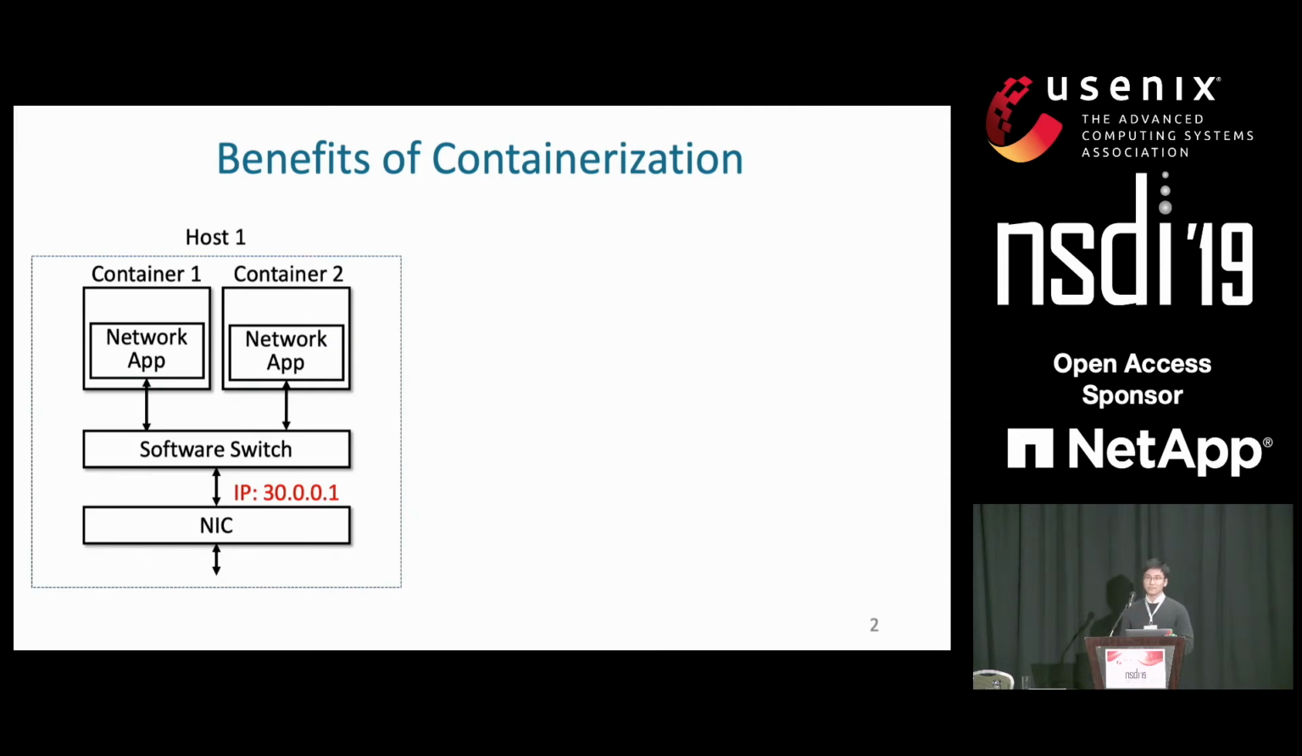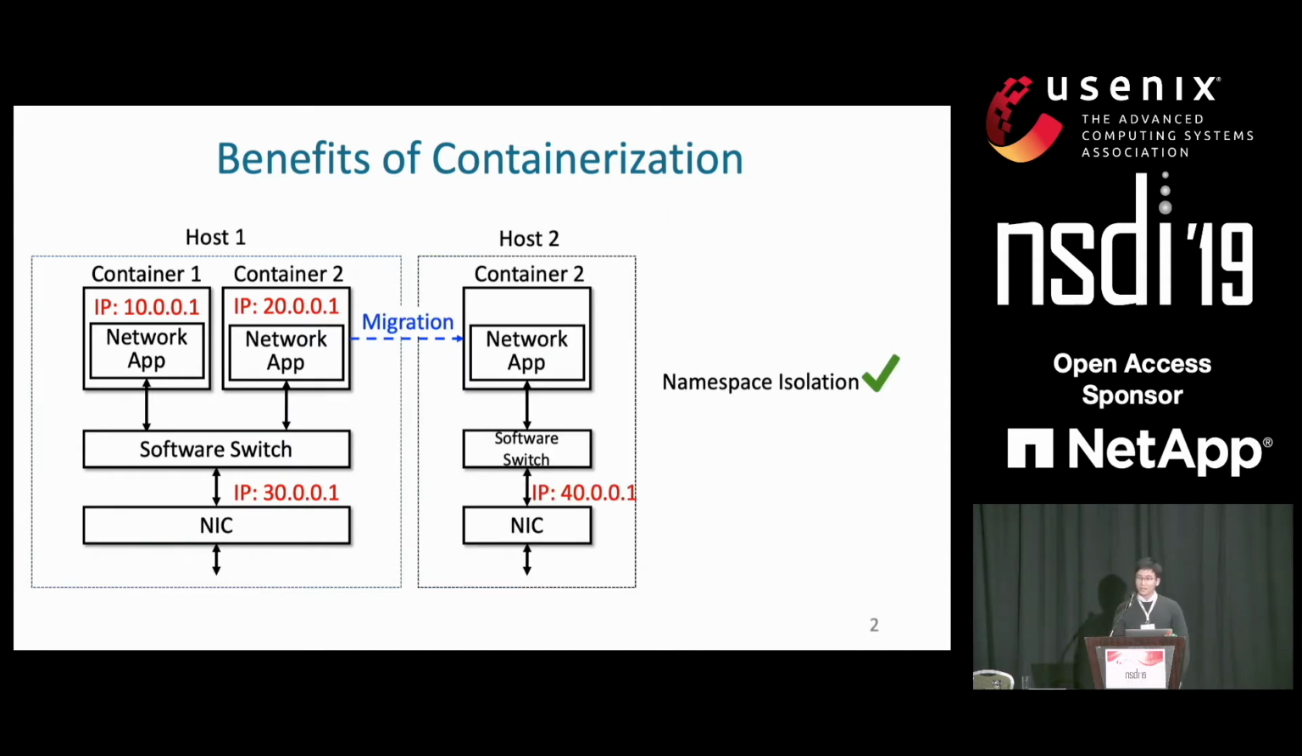So what are the key benefits of containerization for applications, especially network applications? With containerization, for traditional TCP networking, containers can use their own network namespace, which means they can use their own IP addresses regardless of the address of the host namespace. So it supports namespace isolation. Moreover, even when the container is migrated to another host machine, it can retain its IP address, which supports the portability of the application running inside the container.